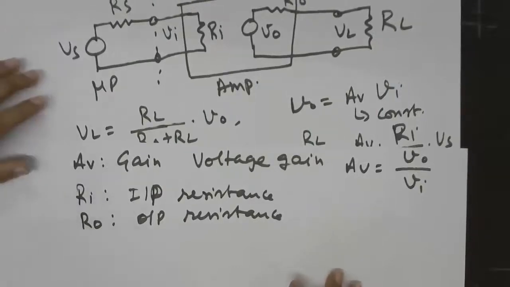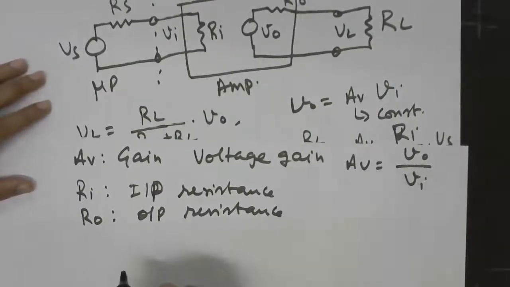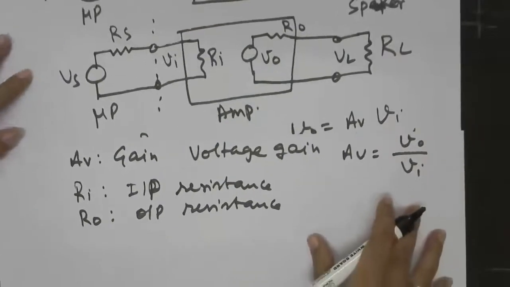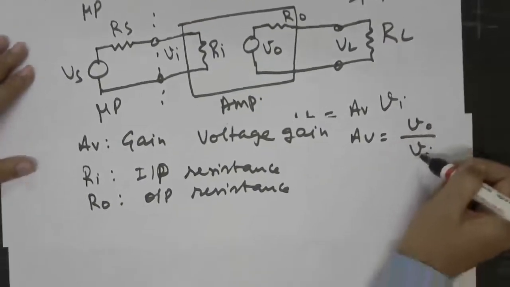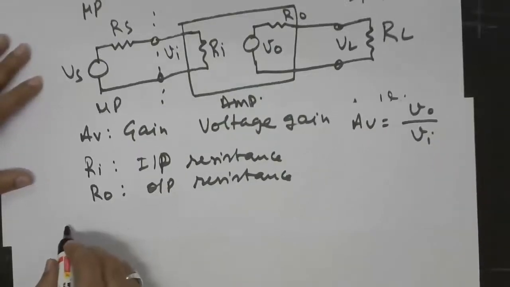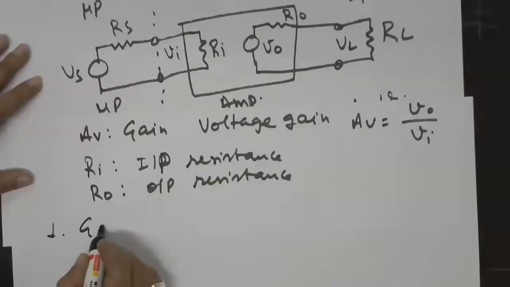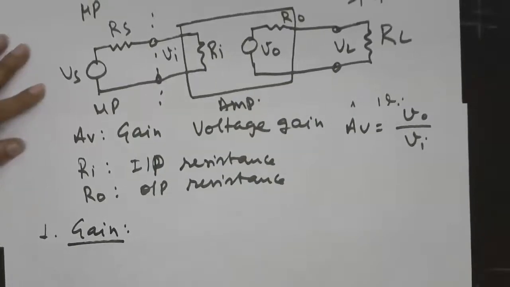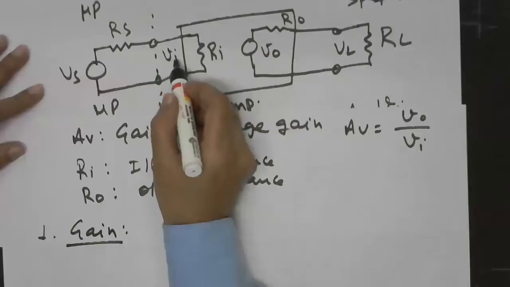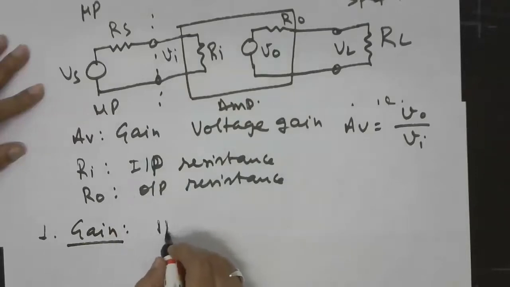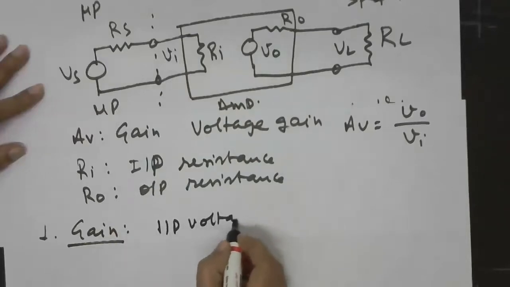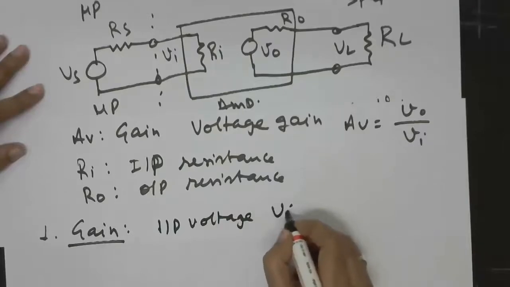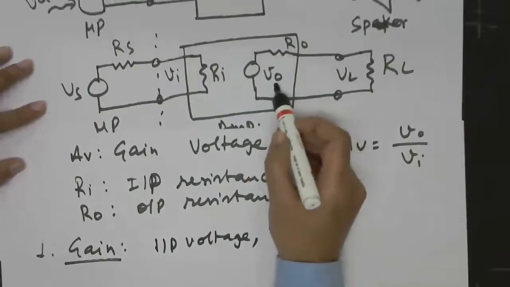So how do we define the gain? So here you can see that gain is VO by VI. So first, how do we calculate gain for a given circuit? So we will find out the input voltage for the given circuit, and then find out VO.